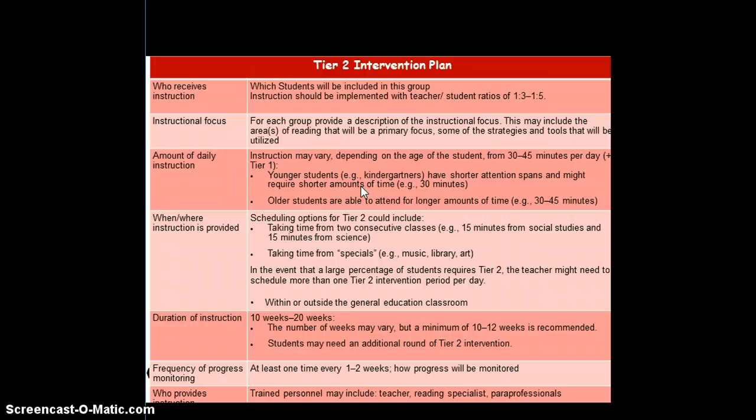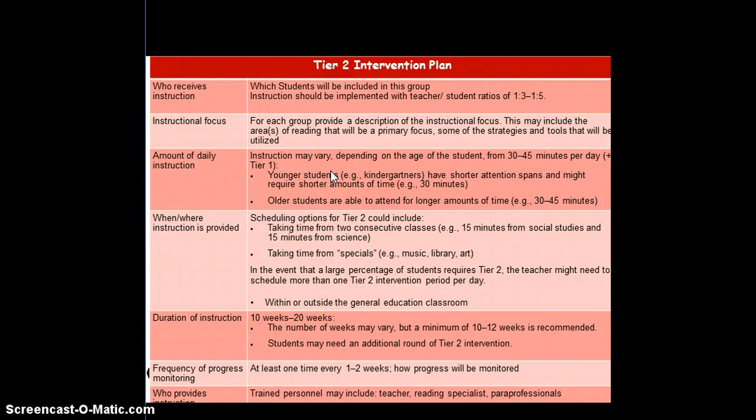For each group, you're going to provide a description of the instructional focus. This may include the areas of reading that are going to be the primary focus. Some groups may be focusing on a particular set of skills, while another group is focusing on another set of skills, and then a description of some of the strategies and tools that you'll be utilizing during those interventions. Then the amount of daily instruction.